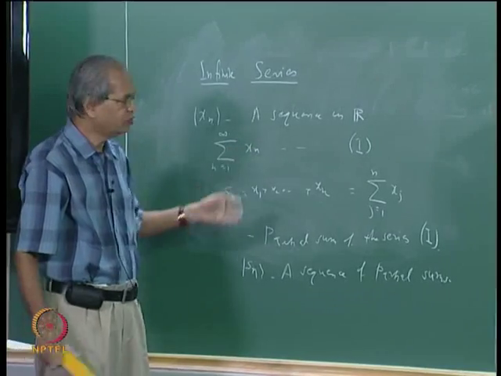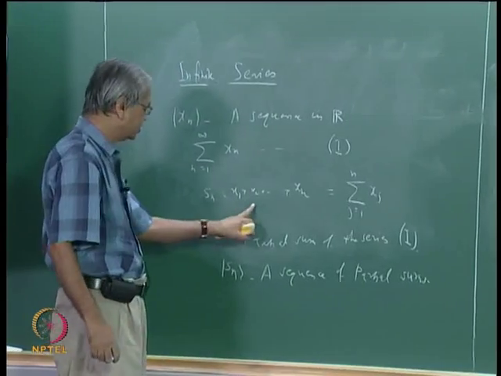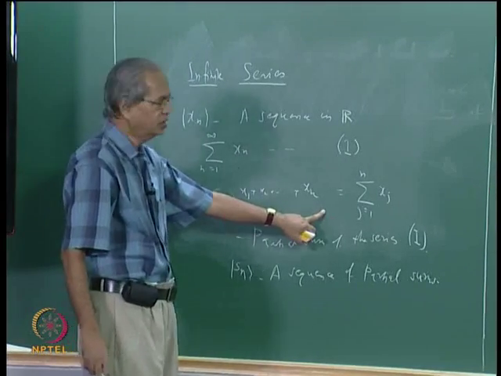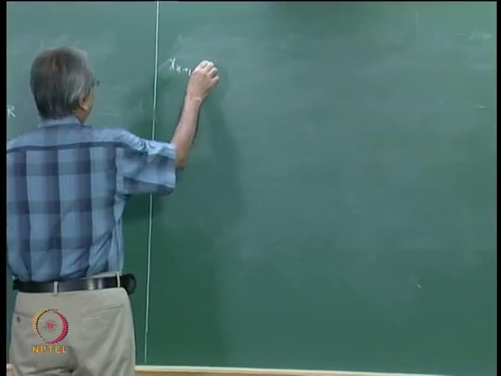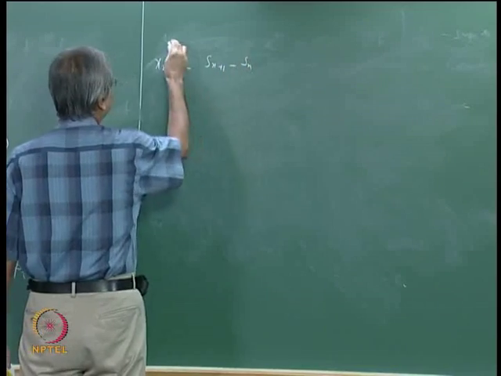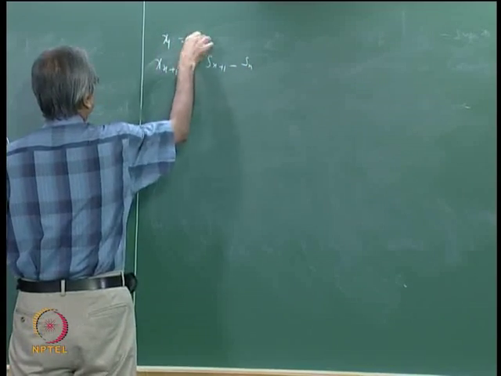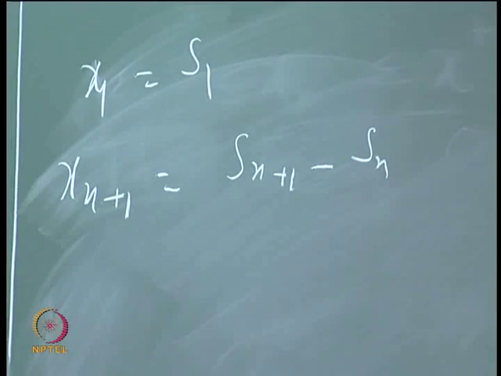So in general, Sn plus 1 will be x1 plus x2 etc. up to xn plus 1. So we can say that xn plus 1 is Sn plus 1 minus Sn, and x1 is S1. So if you know Sn, you know xn, and if you know xn, you know Sn. So both are determined by each other.